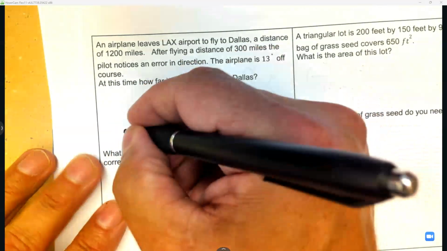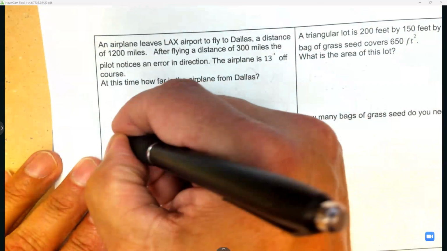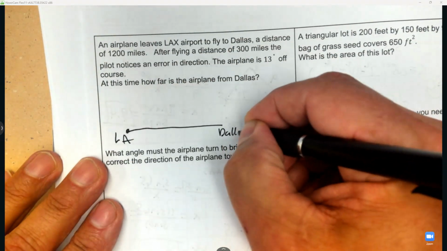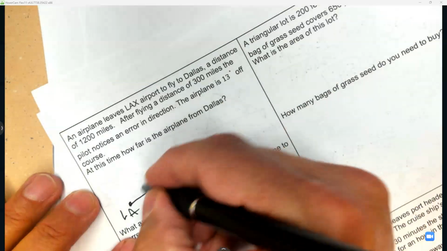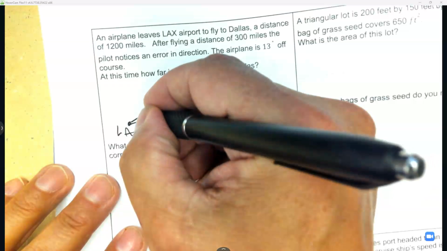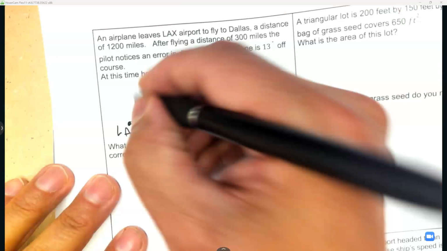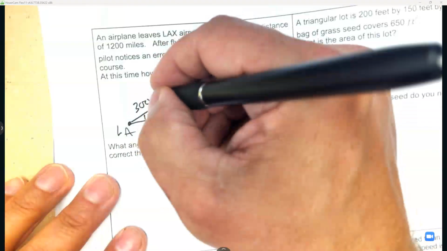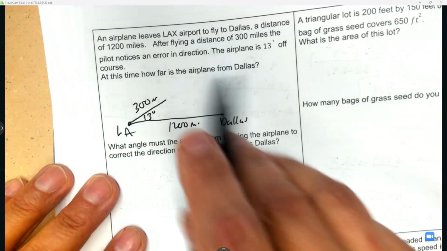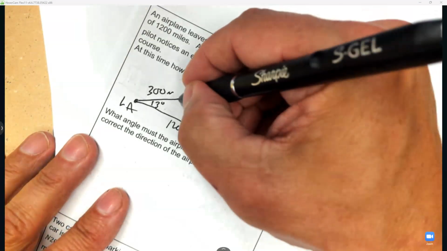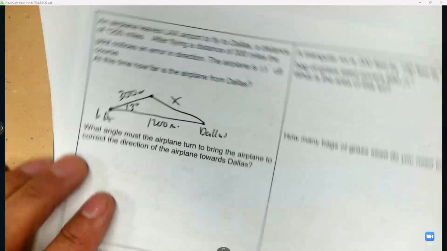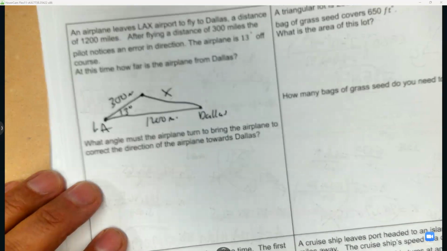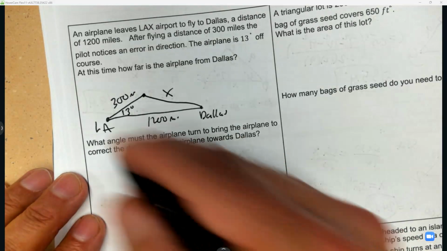So we're going to triangulate this. So we have LA to Dallas. We said that's a distance of 1,200 miles. But instead of going directly there, the plane went off course 13 degrees. And at 300 miles, it was finally noticed. And the question is, at that time, how far is the airplane, which is right there, from Dallas? So that's right there. How far away is it? So I'm going to answer that one underneath here.